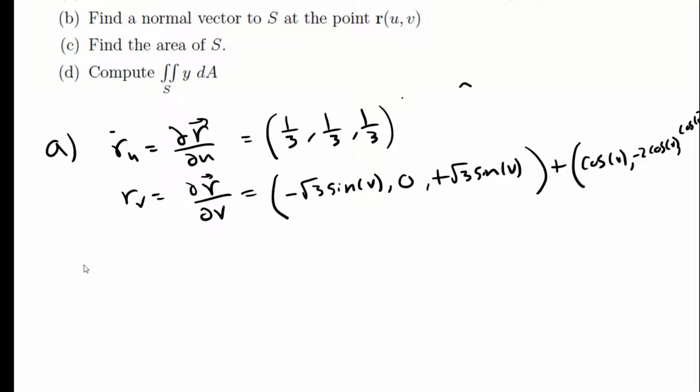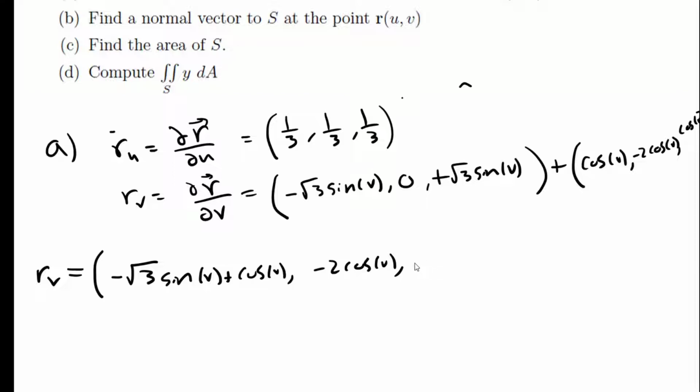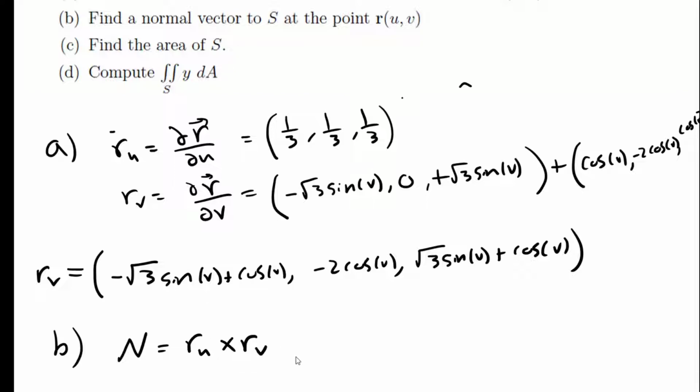Okay, so we add those together and we get RV is minus root 3 sine v plus cosine v, minus 2 cosine v, and then root 3 sine v plus cosine v. Okay, find a vector normal to S at the point RU. So what this is asking for, it's asking for the normal. That's just going to be RU cross RV.